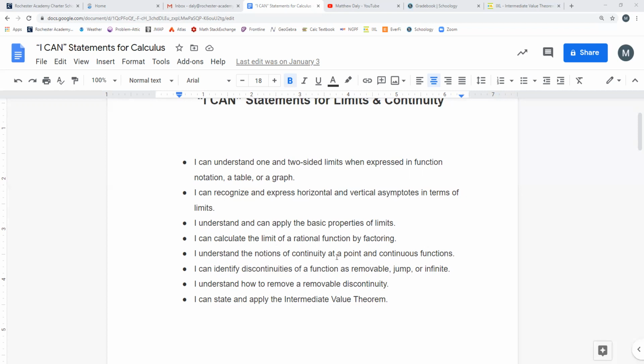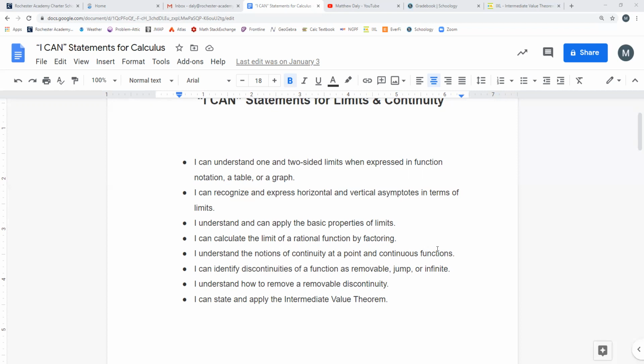I understand the notions of continuity at a point and continuous functions. All right, so a function is continuous at a point. Remember, we had that three-part definition for it. So we need the limit to exist as we approach that point. We need the function to be defined at that point, and we need those two values to be equal to each other. Okay, so that's what it means to say that a function is continuous at 0. It means it's got a limit as x approaches 0, it means it's defined at 0, and that those two values are equal to each other.